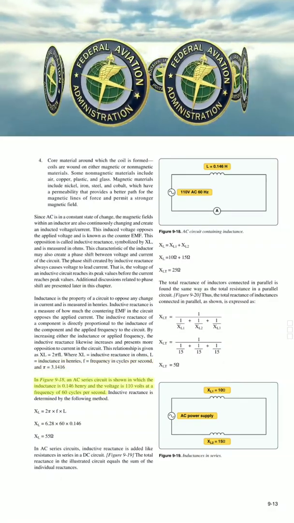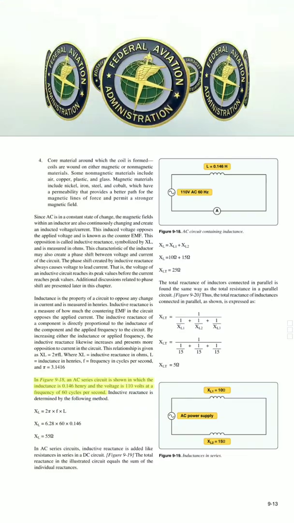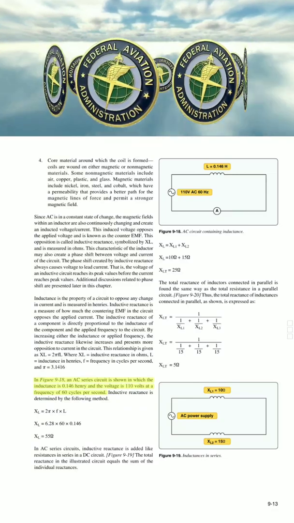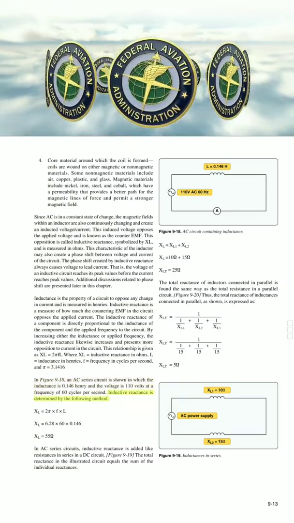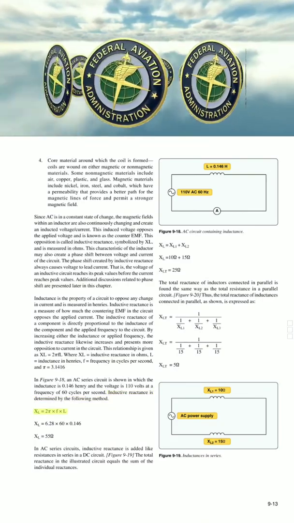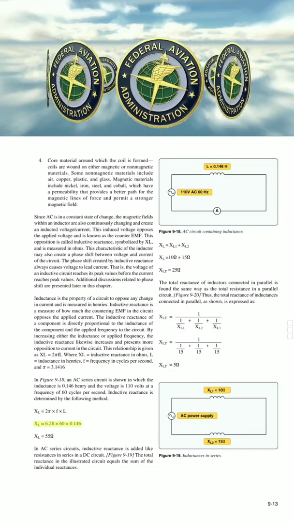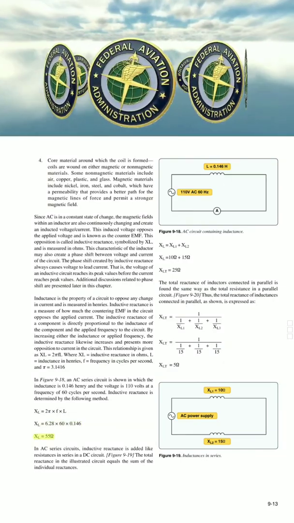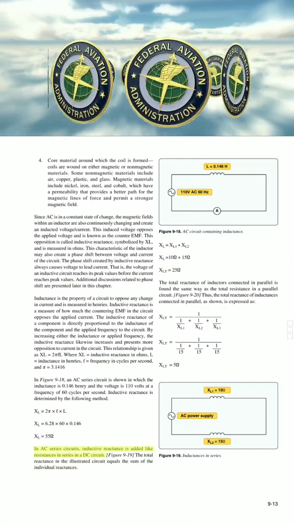In figure 9-18, an AC series circuit is shown in which the inductance is 0.146 henry and the voltage is 110 volts at a frequency of 60 cycles per second. Inductive reactance is determined by the following method. XL equals 2πFL. XL equals 6.28 times 60 times 0.146. XL equals 55 ohms. In AC series circuits, inductive reactance is added like resistances in series in a DC circuit.